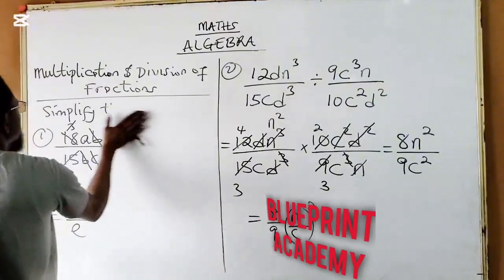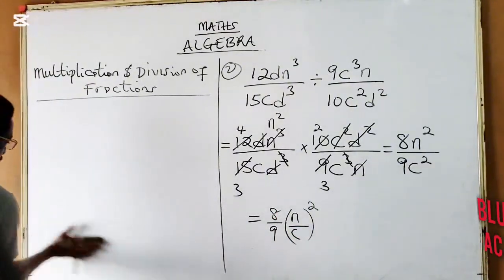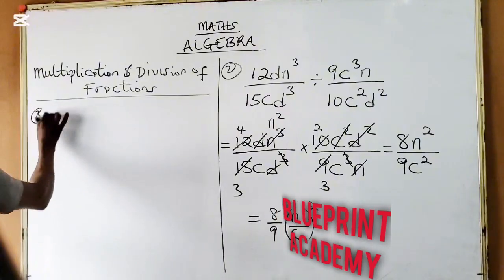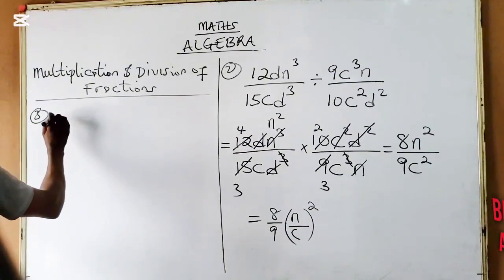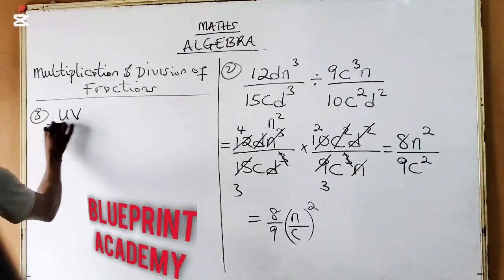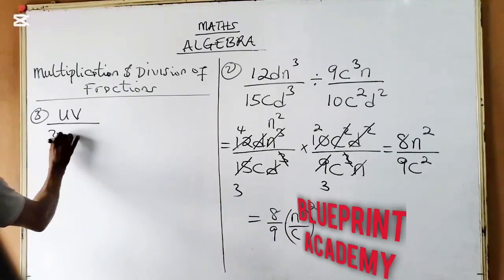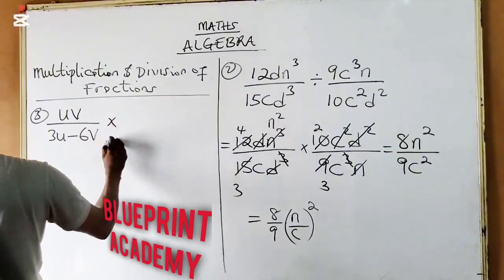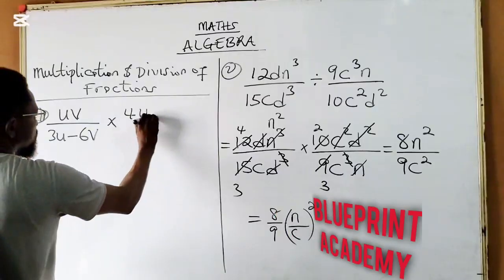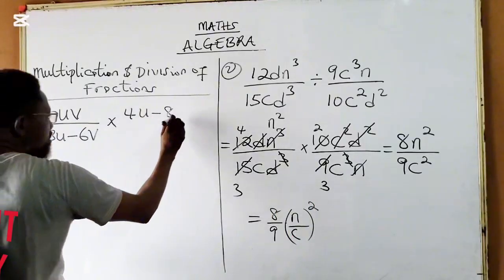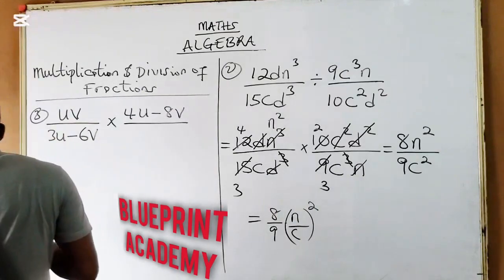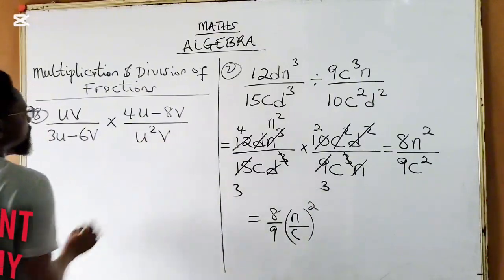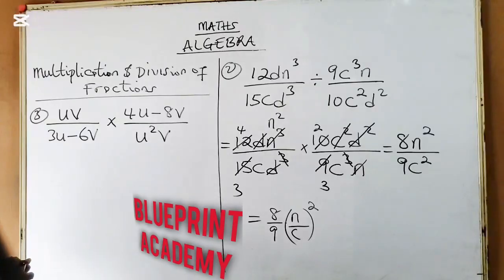Let's take a look at another example. Example 3. Simplify uv all over 3u minus 6v, times 4u minus 8v all over u squared v. So this one is similar to the first example.